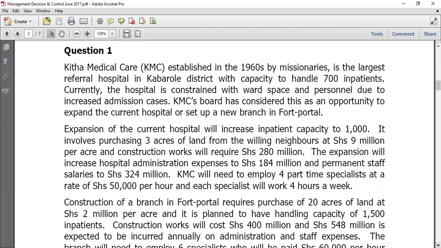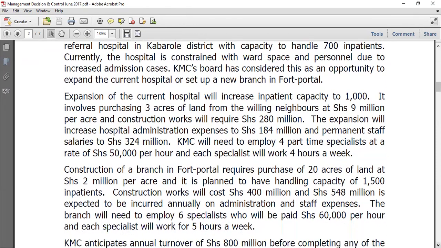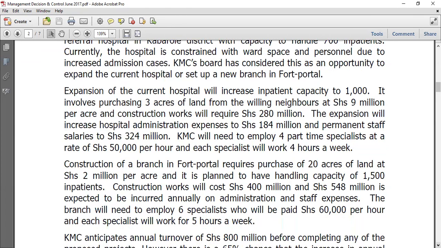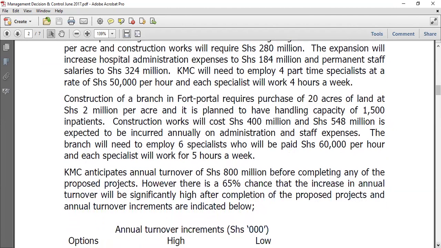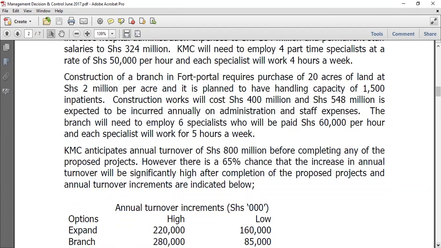KEMC will need to employ 4 part-time specialists at a rate of 50,000 per hour, and each specialist will work 4 hours a week. Construction of a branch in Fort Portal requires purchase of 20 acres of land at shillings 2 million per acre, and it is planned to have a handling capacity of 1,500 patients. Construction works will cost 400 million, and shillings 548 is expected to be incurred annually on administration and staff expenses. The branch will need to employ 6 specialists who need to be paid 60,000 per hour. KEMC anticipates annual turnover of 800 million before completing any of the proposed projects.